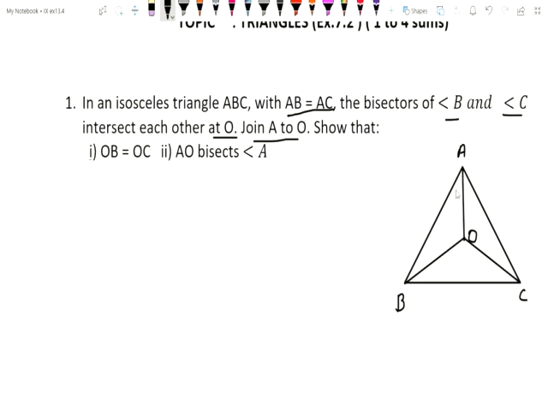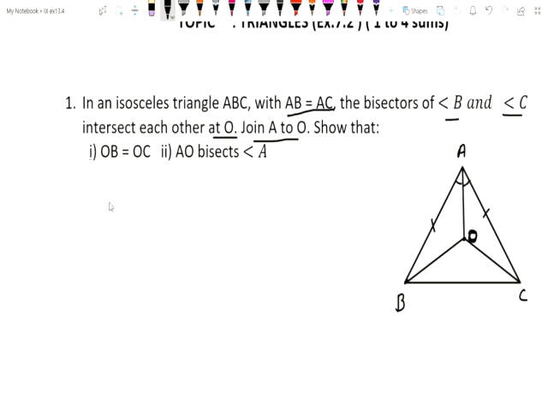So here ABC is an isosceles triangle and AB and AC are equal. The bisector of angle B, see here, this is the bisector line, and the bisector of angle C intersect each other at O. Join A to O, this line we need to join. Show that OB equal to OC, and AO, this line, bisects angle A. So this we need to prove.